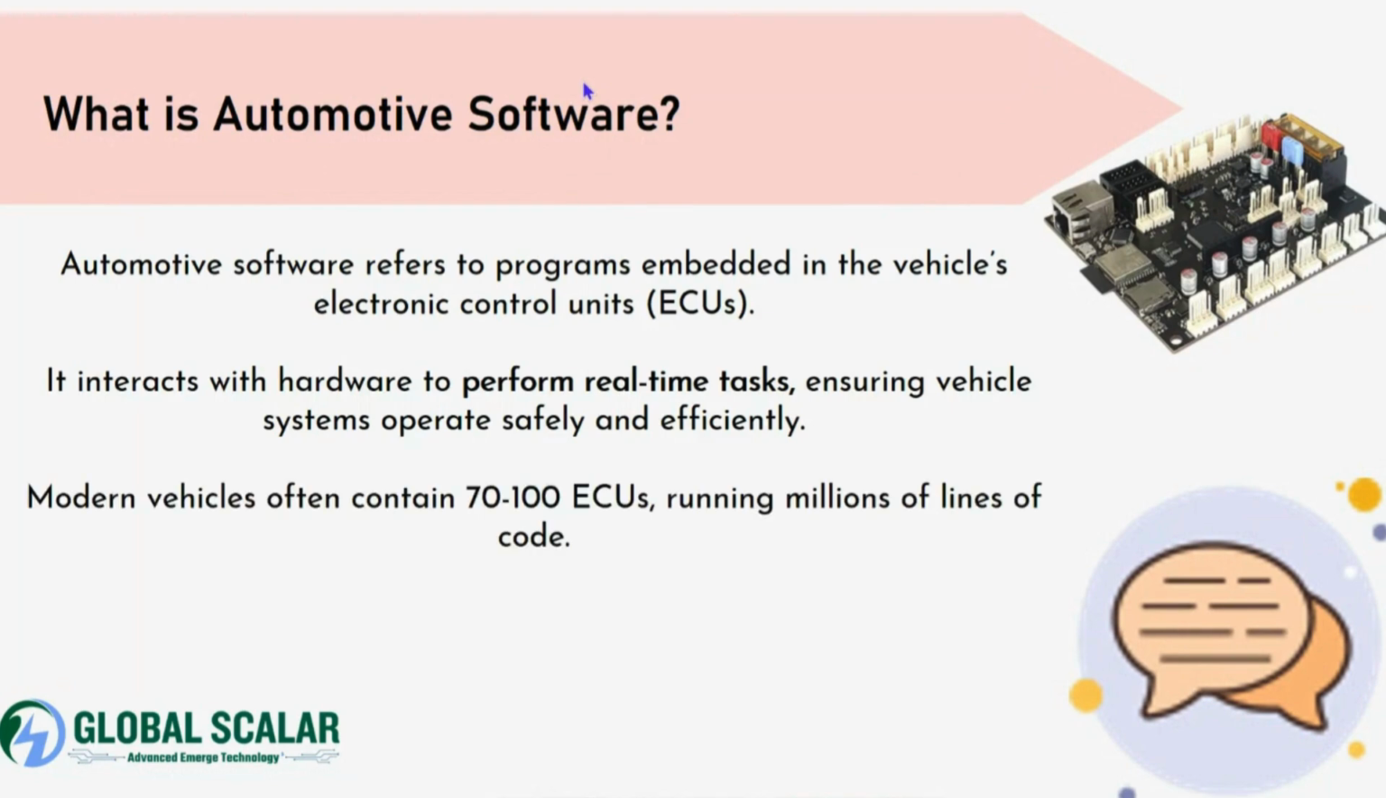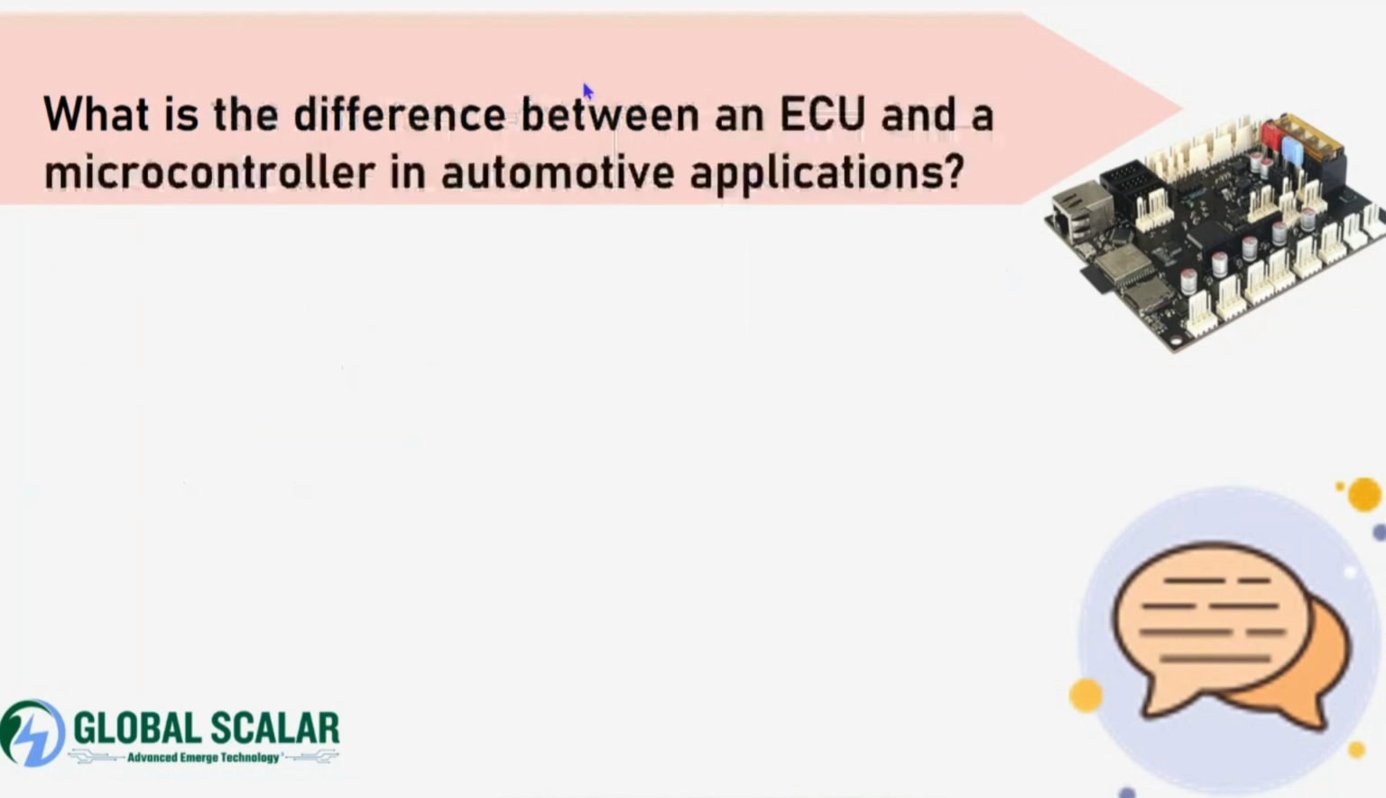In modern vehicles, often 70 to 100 ECUs are used due to the functionalities, running millions of lines of code. What is the difference between the ECU and microcontroller in automotive applications?